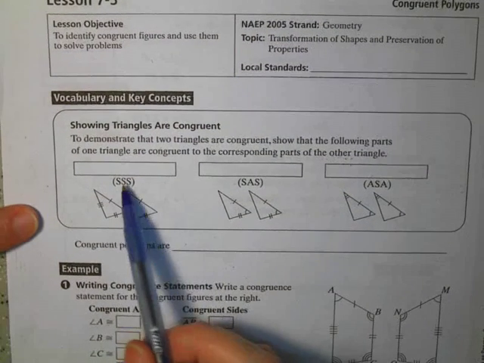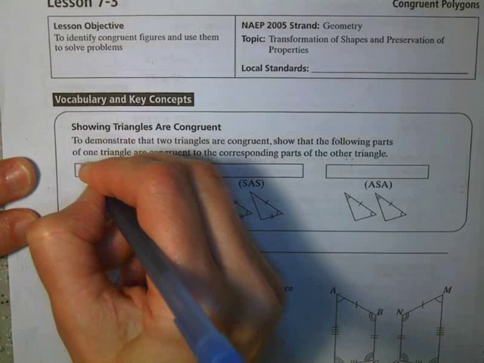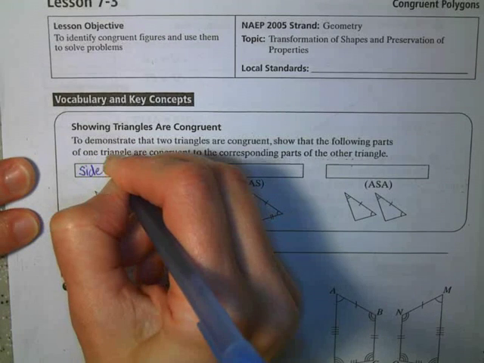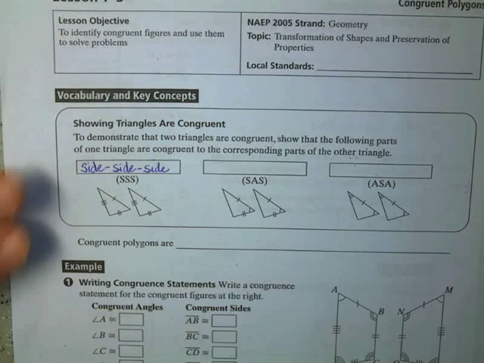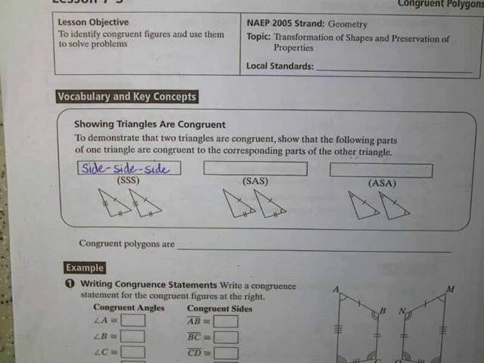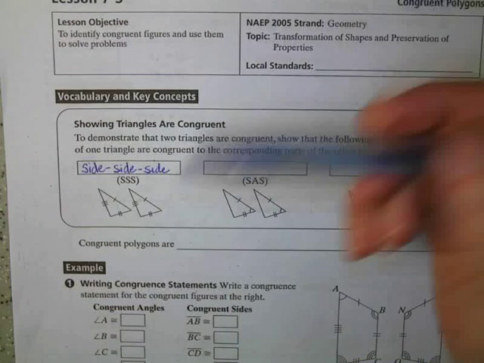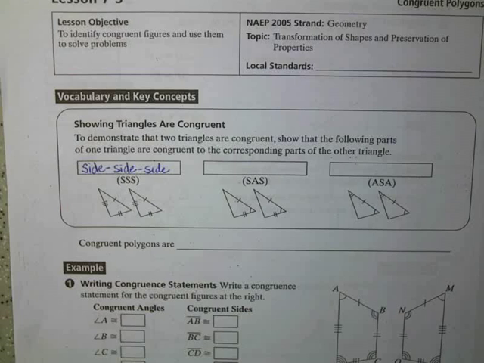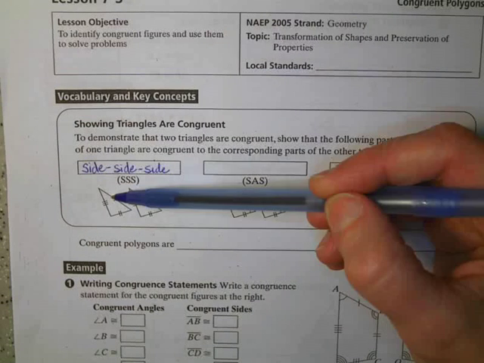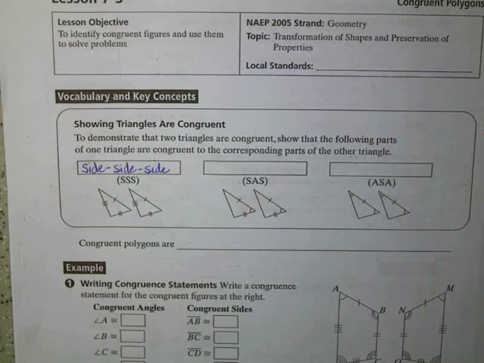Okay, so in this one, it's called SSS, which is side, side, side. So if you have two triangles and all three sides, each side has a matching side in the other triangle, and all three sides are congruent to the other sides in the triangle. I'm not saying that well, but anyway, side matches side, side matches side, side matches side. So side, side, side.